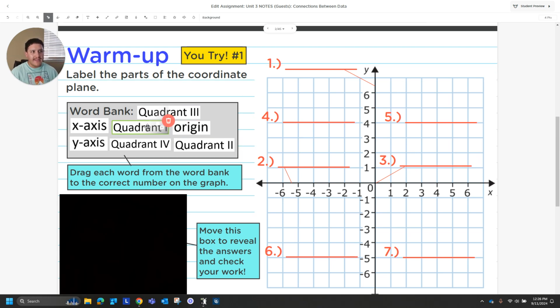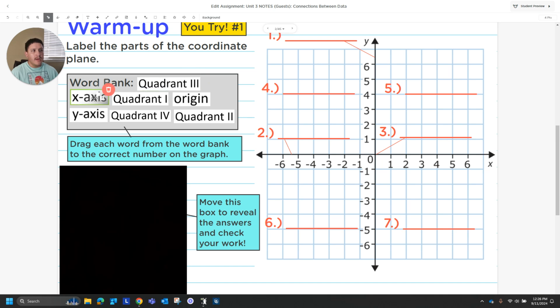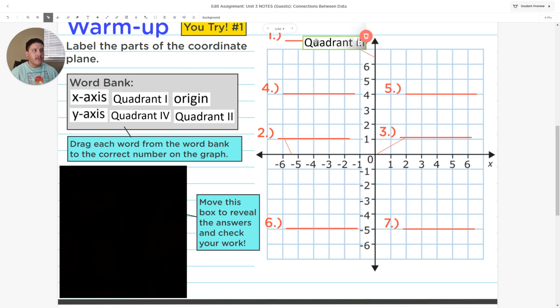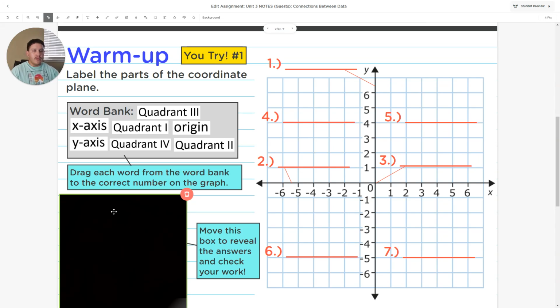If you are on ClassKick, then simply click on each word and then drag them to the appropriate spot. Then once you're done, check yourself by moving this box and seeing if you labeled them correctly. So I'm going to go over this one. Otherwise, keep listening, keep watching, and I will go through how to do this.